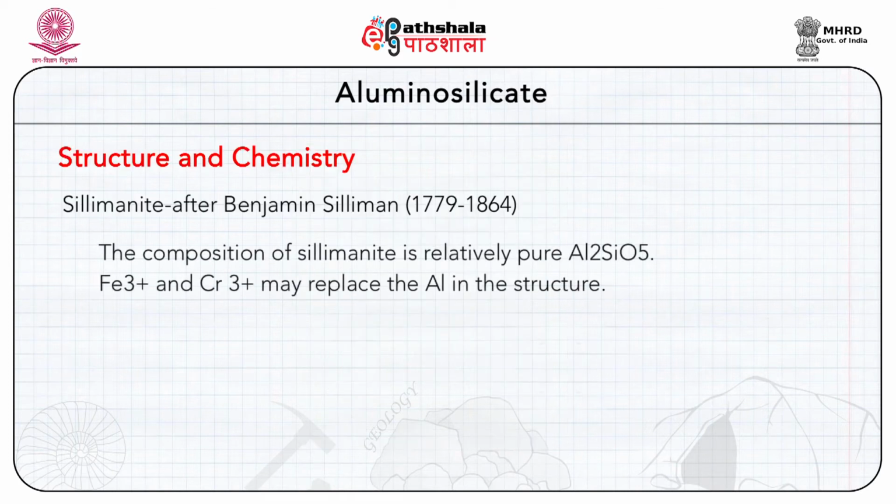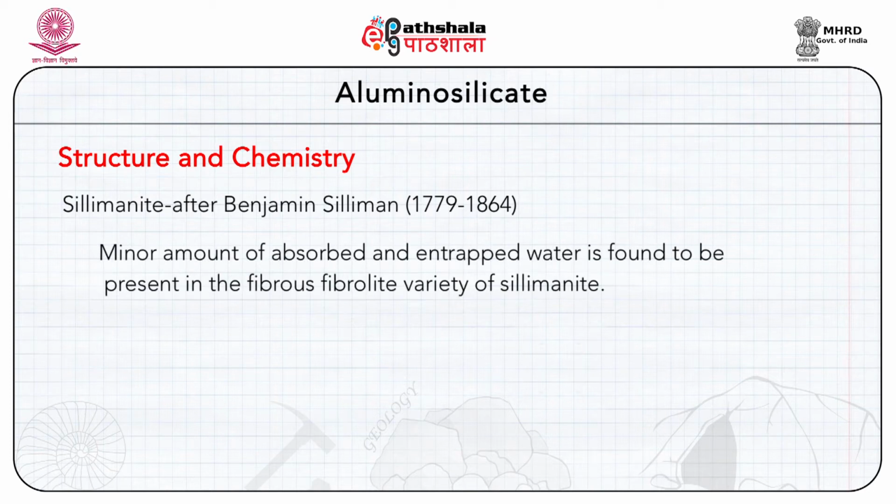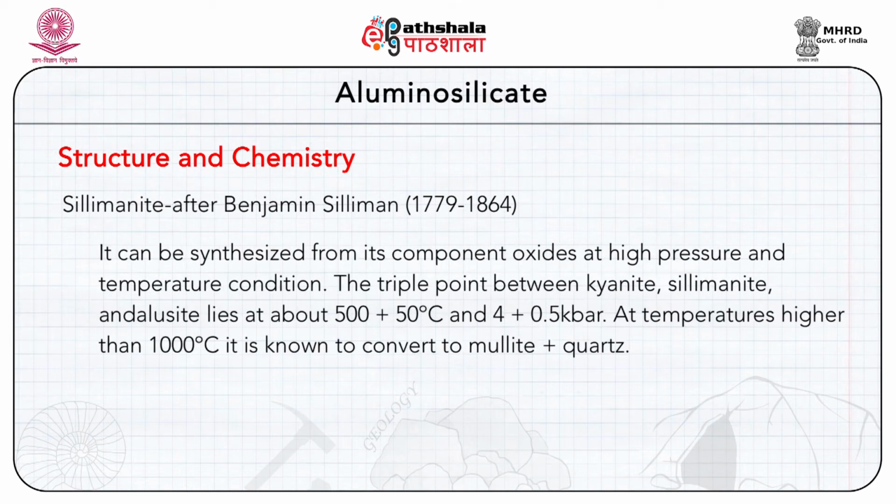The composition of sillimanite is relatively pure Al2SiO5. Fe3+ and Cr3+ may replace the aluminum in the structure. A minor amount of absorbed and entrapped water is found to be present in the fibrous fibrolite variety of sillimanite. It can be synthesized from its component oxides at high pressure and temperature conditions.